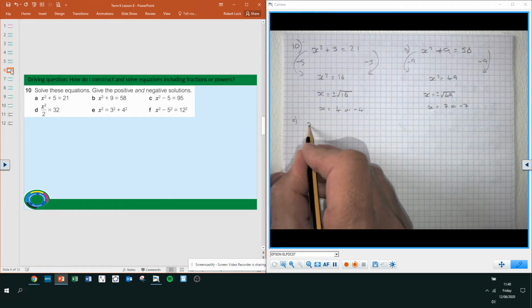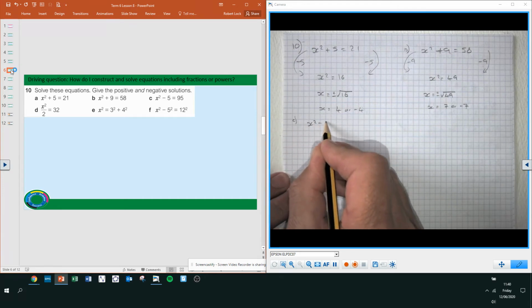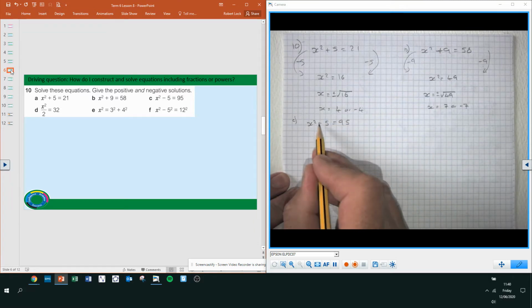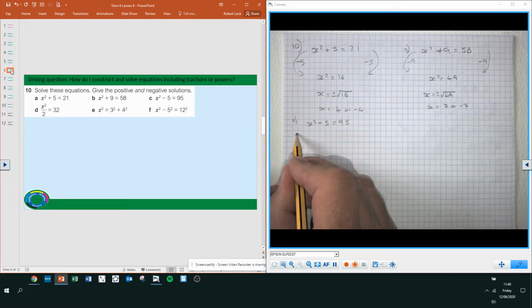c. x squared minus 5 equals 95. To get rid of minus 5, we need to add 5 to both sides.